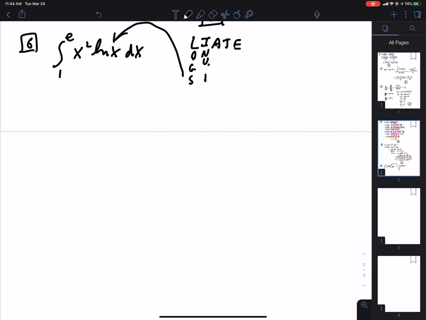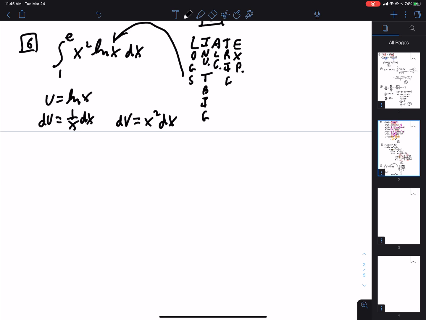This is inverse trig. This is algebraic. This is regular trig. And this is exponential. So we pretty much have our u candidate. u will be ln of x. dv is everything left over. So the derivative of u would be 1 over x dx. And the antiderivative of x squared is x cubed over 3. Now we're ready to rock and roll.